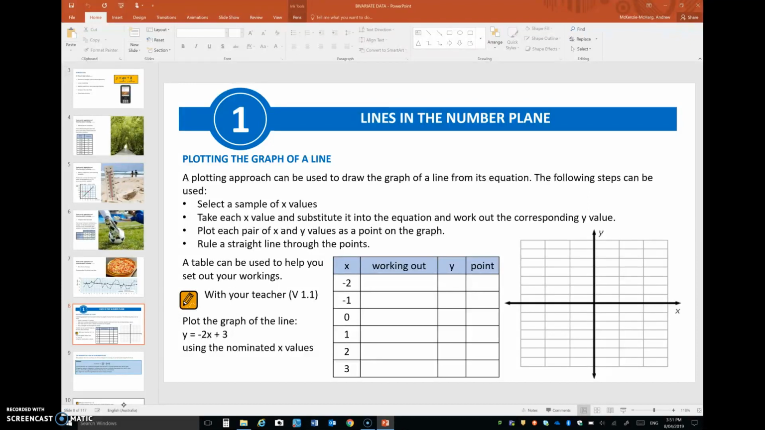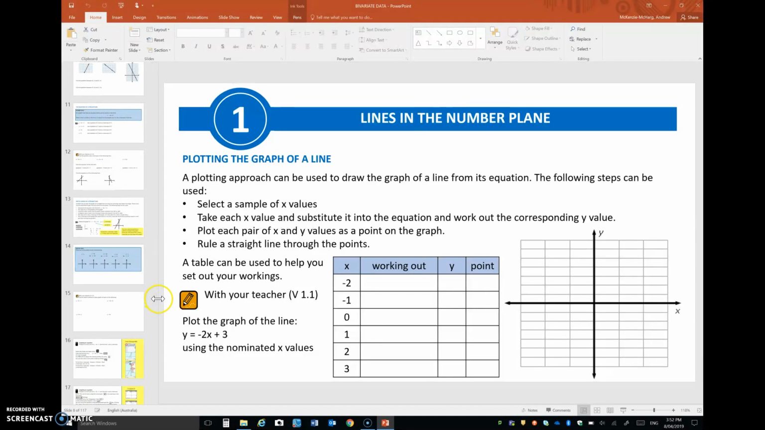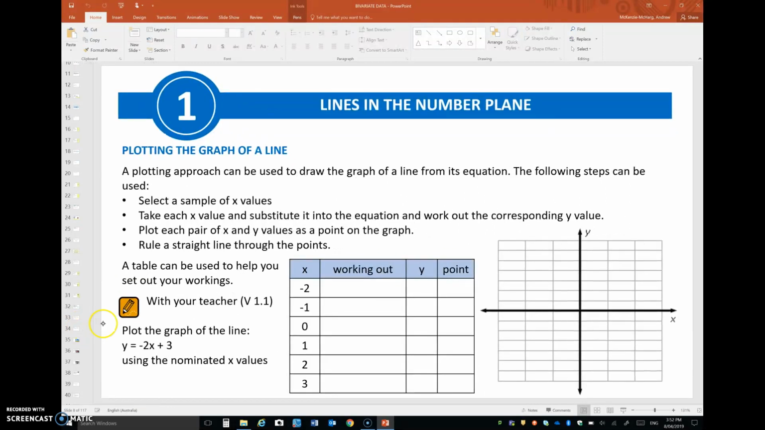In this video we're going to be plotting the graph of a line. So this involves some substitution and some plotting of coordinate points in the Cartesian plane. We're doing this equation here, y equals 2x plus 3, and we're going to fill in this table of values and then plot the points on this number plane.